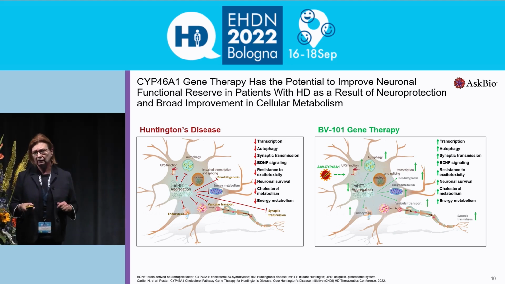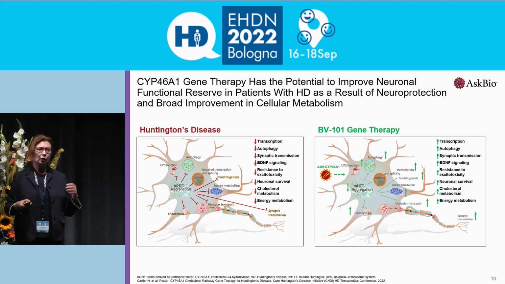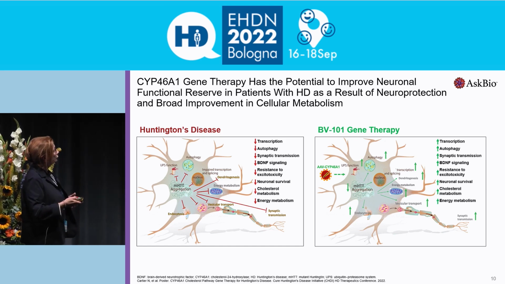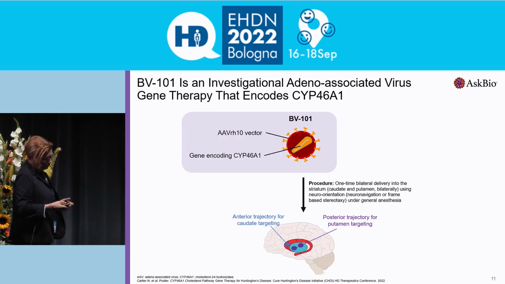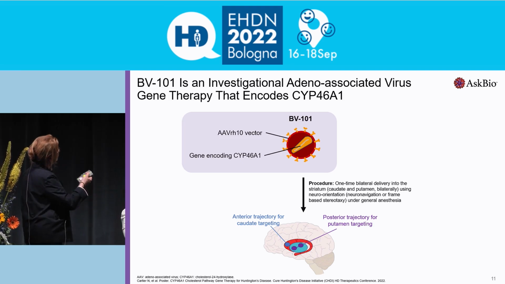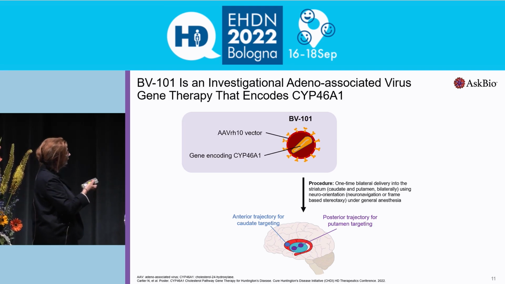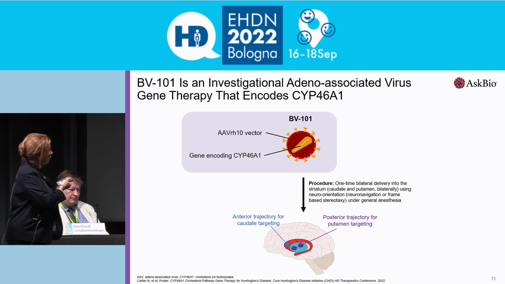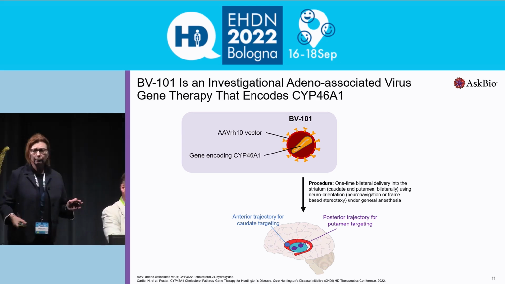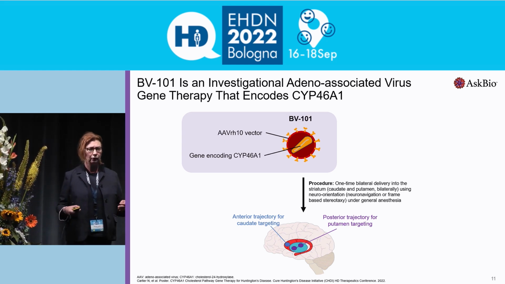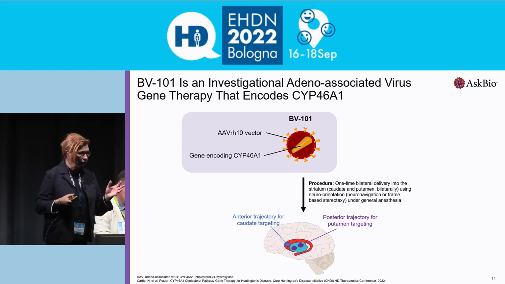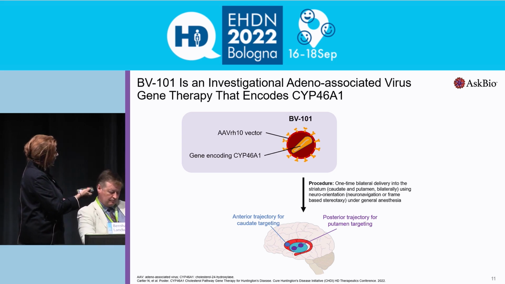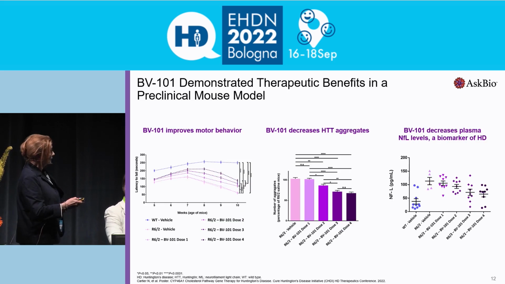And this is the mechanism that we have demonstrated is responsible for the decrease of the mutant Huntingtin by restoring the maturation of autophagosomes. So we have decided to develop this product with AskBio. It's called BV101. It's an AAV vector, an rh10 capsid carrying the CYP46 cDNA. It's a one-time procedure. You know that gene therapy is a one-time procedure. The vector DNA is not integrated but persists in the cell. And it's a delivery into the striatum, caudate, and putamen using a neuronavigation system.